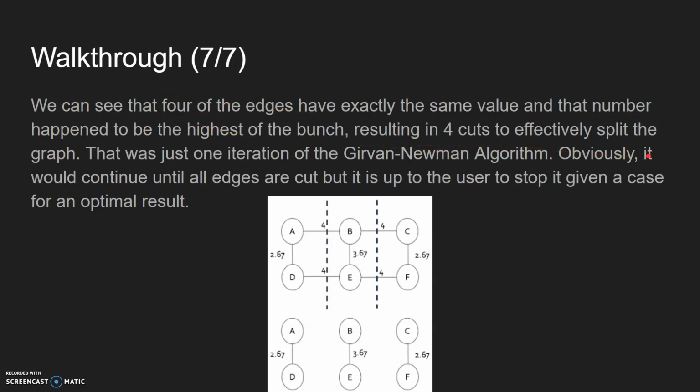And that was just one iteration of the Girvan-Newman algorithm. Obviously, we could continue this until all the edges are cut, but it's ultimately up to the user to stop the while loop, or give it a condition to produce an optimal result. So there you go. We have 3 clusters.